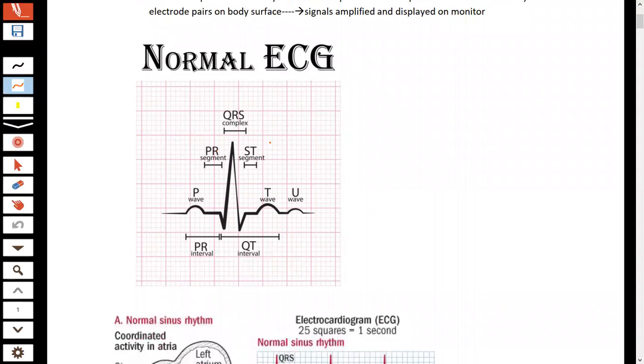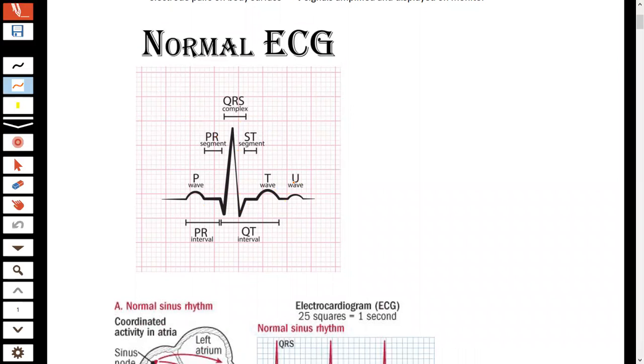This is the normal ECG of the heart. This shows the P wave followed by the QRS complex and the T wave. The U wave has its own clinical significance. We will talk about this later. If we talk about the segments, suppose the ST segment, if this is elevated or depressed, suppose in myocardial infarction, so that's clinically significant for myocardial infarction.